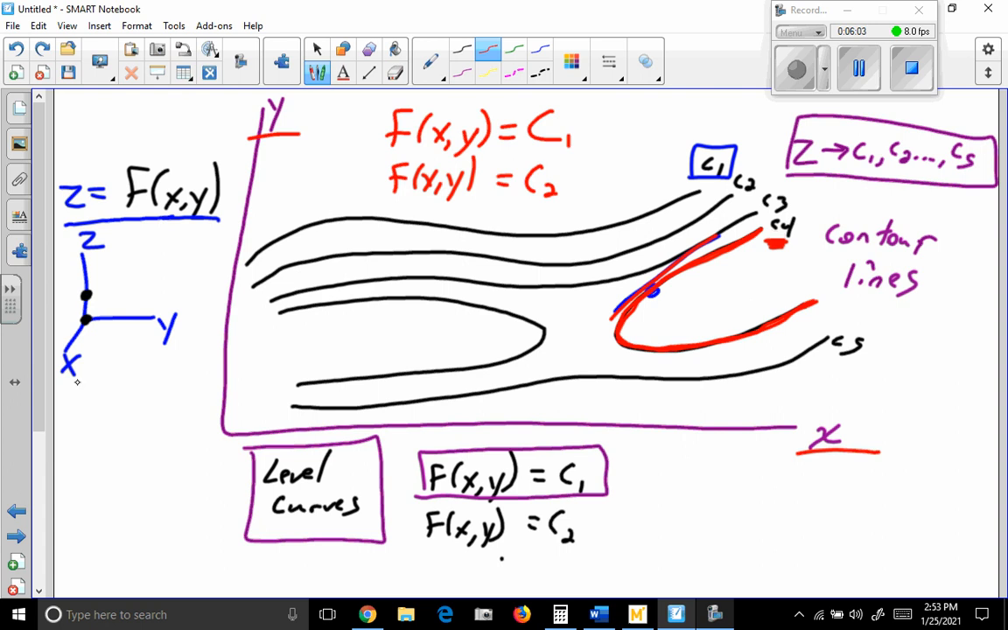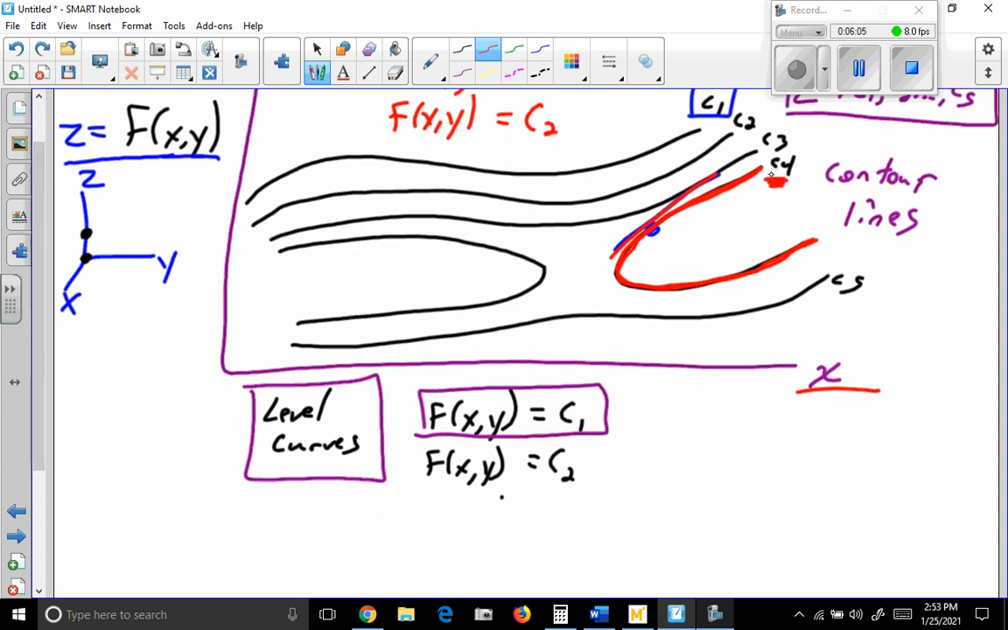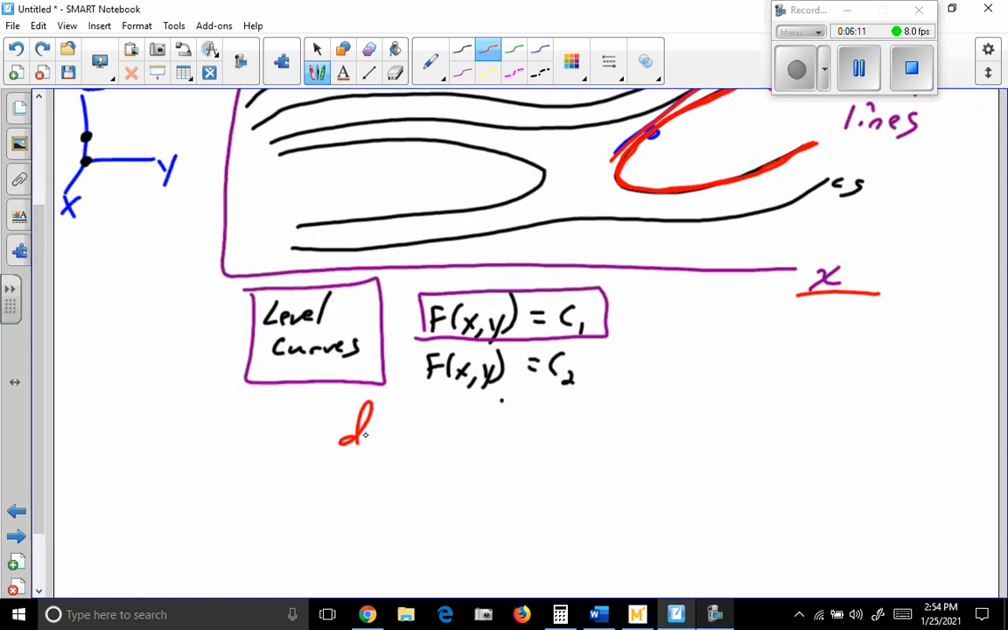So if we want to find the slope of that, keeping in mind that that function is some f, function of x and y equal to a constant, then we need to take the derivative of both sides with respect to x. The derivative of a constant is 0.